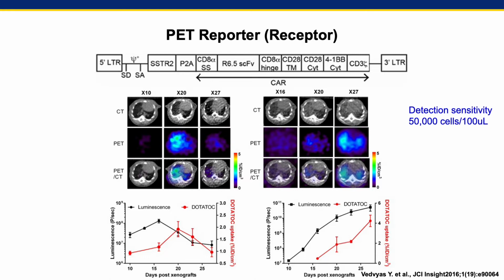And the right panel also shows the imaging of T cells in tumor. The detection sensitivity of this particular model is 50,000 cells in 100 microliter volume.